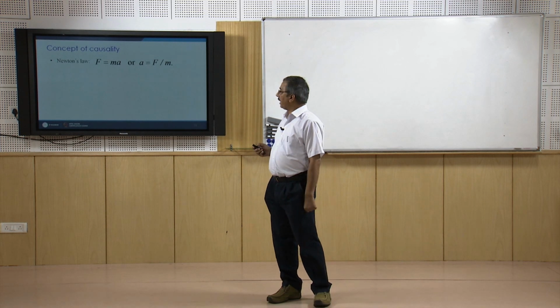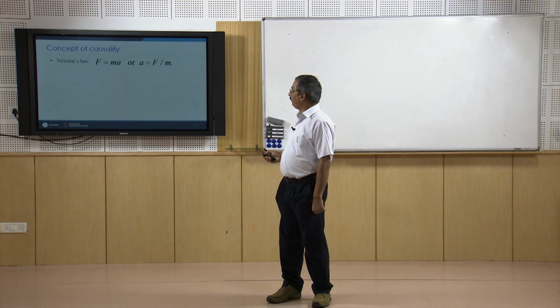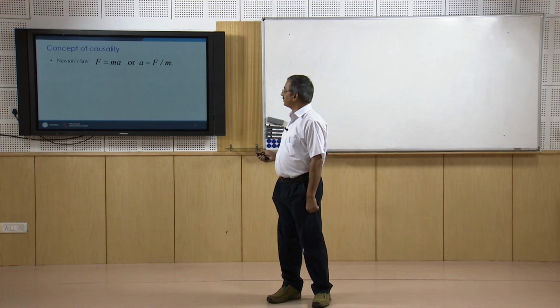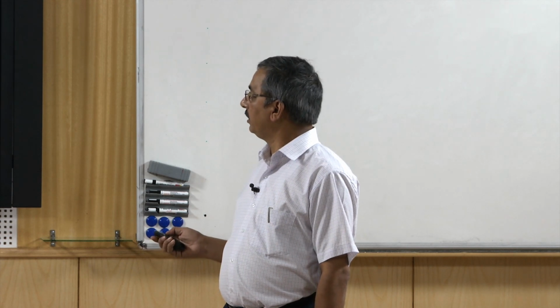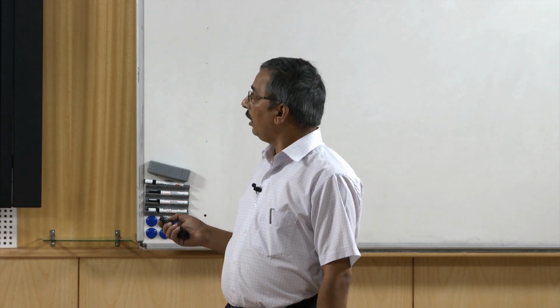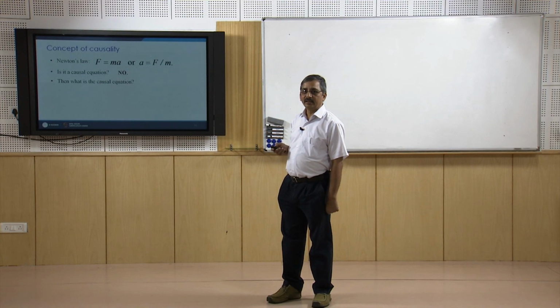So, let us look at what I mean by cause and effect relationship. If we look at Newton's law, it says that F is equal to m into a, that is force is equal to mass into acceleration, or we can say that acceleration is equal to force divided by mass. Now, is this a causal equation? No. Why is this not a causal equation? Because here we do not know what is the cause and what is the consequence.